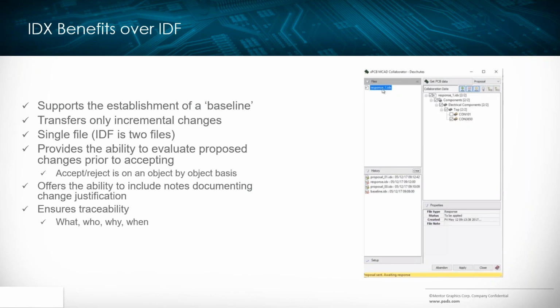Okay. Just some other benefits that this allows is it ensures traceability. What changed, who changed it, why it changed through the use of comments, and then when it changed as well. So this just allows us to have a very effective traceability factor when it comes to changes between eCAD and MCAD.